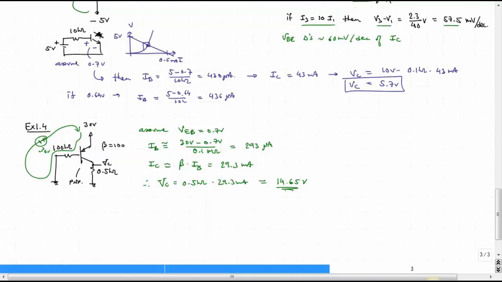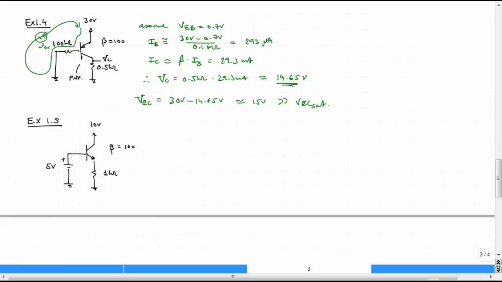We always want to check at the end that the transistor is actually in the active region, so we can write that VCE, oh no, in this case we'd say VEC, because it's a PNP transistor, is going to be equal to 30 volts minus 14.65, which is approximately 15 volts. So this is much greater than VEC sat. So clearly we are in the active region.